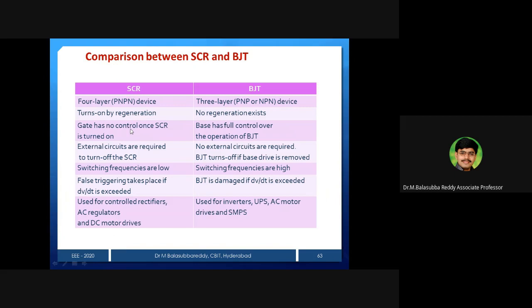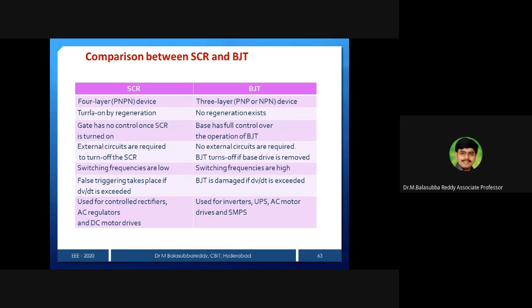Once the SCR is turned on, whether you give the gate signal or remove it, nothing happens, it will continue to conduct. That is the reason the gate has no control once the SCR is turned on. Whereas in the case of the BJT, it is fully controlled. Whether it has to be on or off, the base signal is removed, or you can give the base signal.